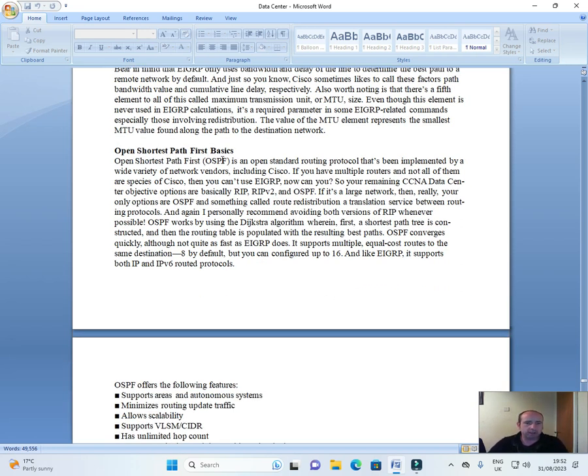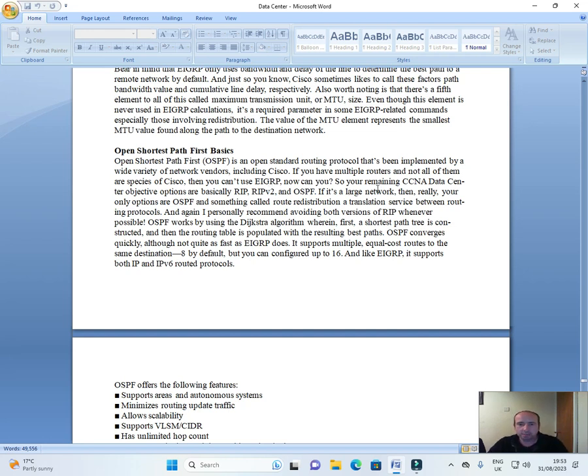Open shortest path first basics. Open shortest path first, OSPF, is an open standard routing protocol that's been implemented by a wide variety of network vendors, including Cisco. If you have multiple routers and not all of them are Cisco, then you can't use EIGRP. Now you can.